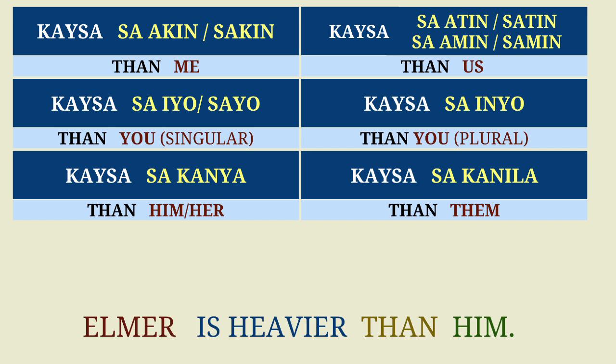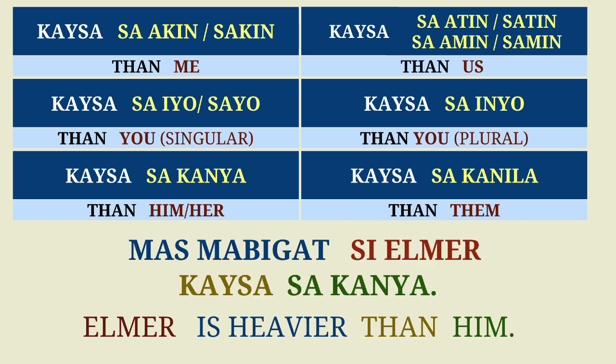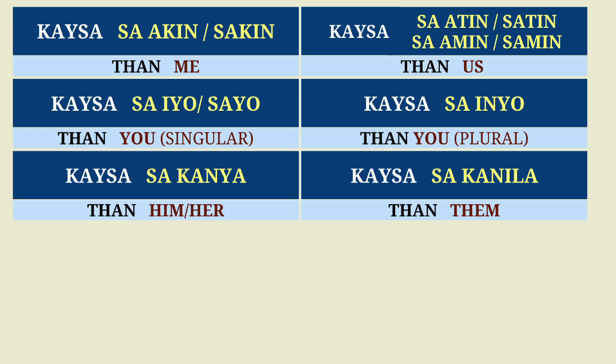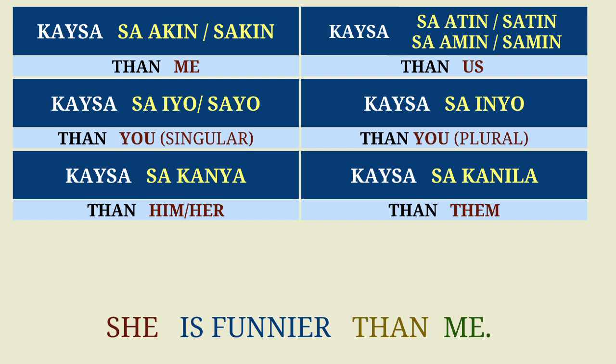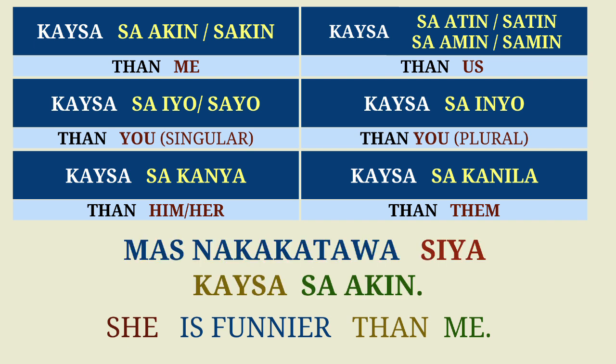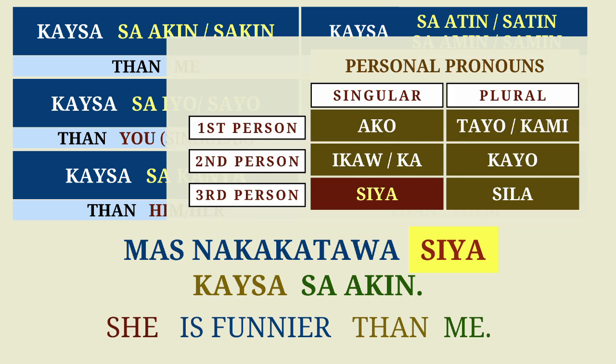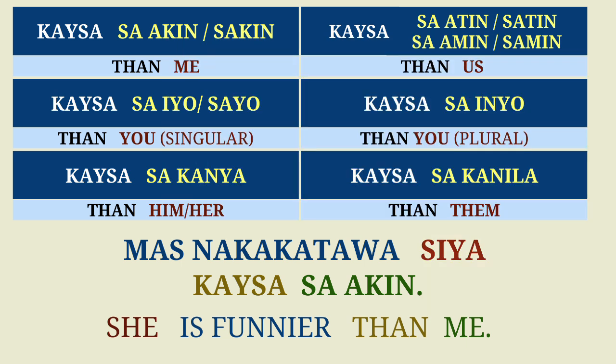Okay, going back to the example that I gave earlier. So for this one, we say, mas mabigat si Elmer kaysa sa kanya. Isa pang halimbawa, she is funnier than me. Mas nakakatawa siya kaysa sa akin. So in this example, the subject is also a pronoun, as you can see. Since it's a subject, we use personal pronouns. Then me, as you can see in our table, is kaysa sa akin. Or we can shorten sa akin to sakin. Mas nakakatawa siya kaysa sa akin.